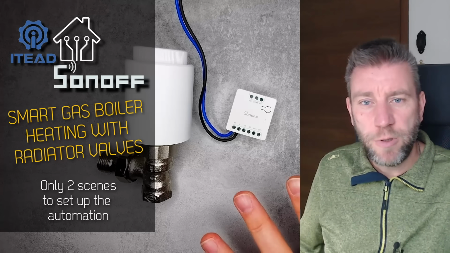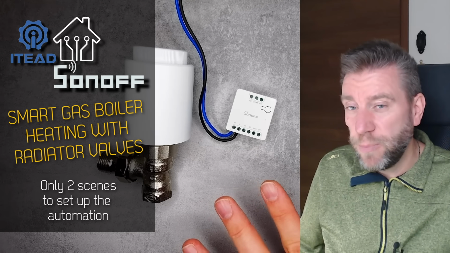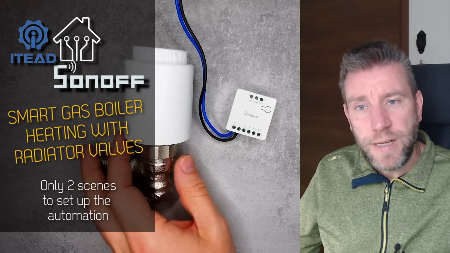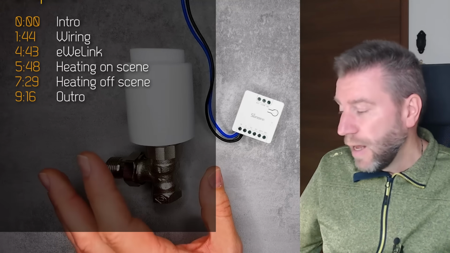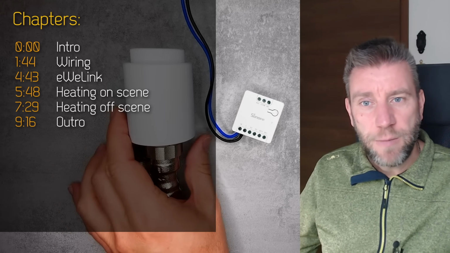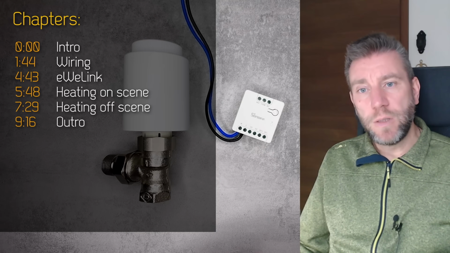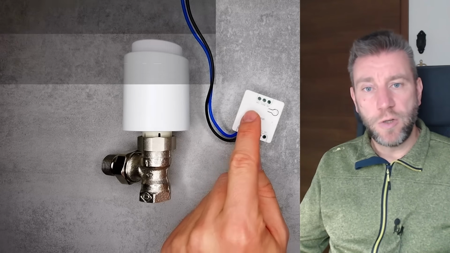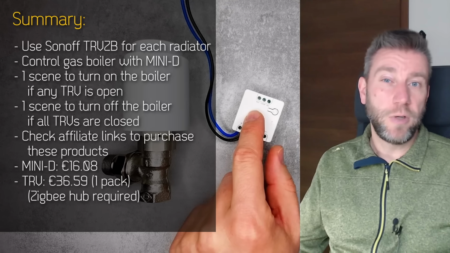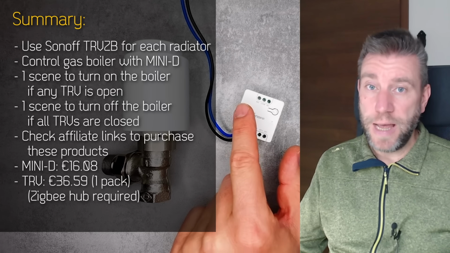Welcome to a new video in my home automation series, and this video is going to be a user request very similar to the previous video, and this is also related to thermostatic radiator valves or TRVs. The last video was about Shelly, so this is about Sonoff, and the automation that we want to achieve in this video is that the TRVs are going to control the Sonoff mini-D, and the Sonoff mini-D is going to be connected, let's say, to the gas boiler.